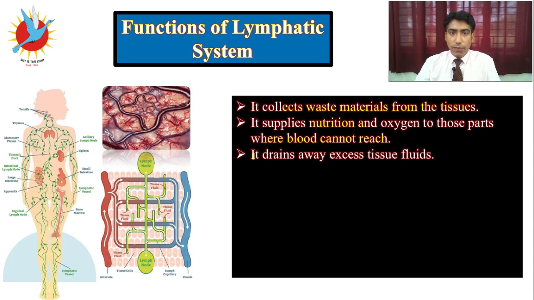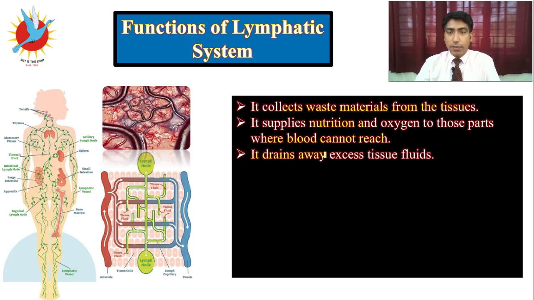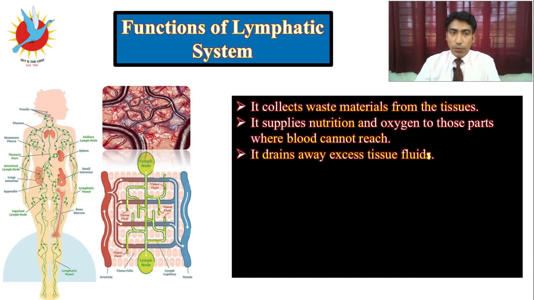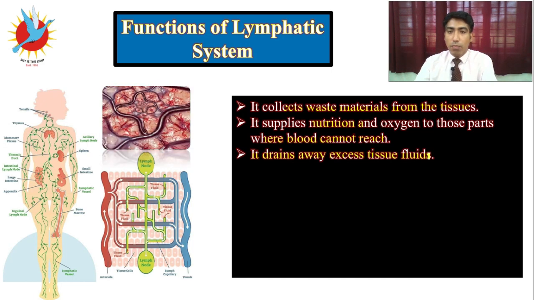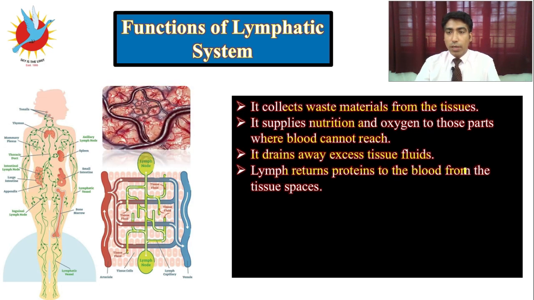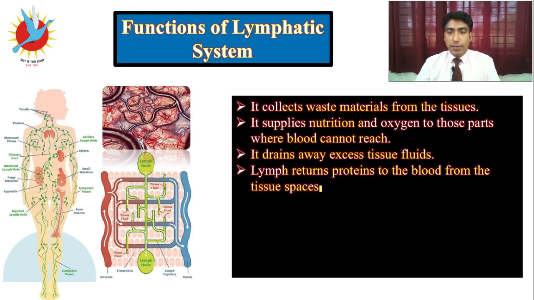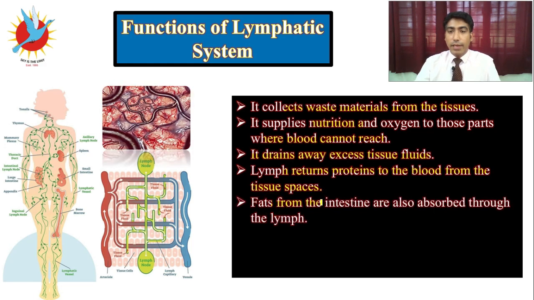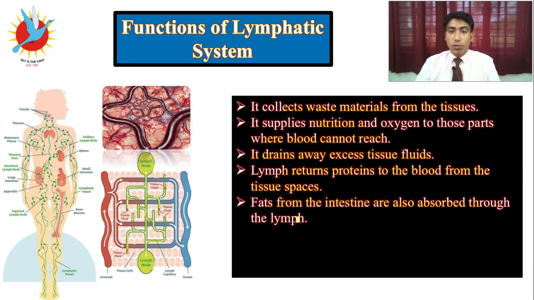The next function of the lymphatic system is that it drains away the excess tissue fluid, and thus it keeps on maintaining the fluid balance in our body. Lymph returns proteins to the blood from the tissue spaces. Fats from the intestine are also absorbed through the lymph.